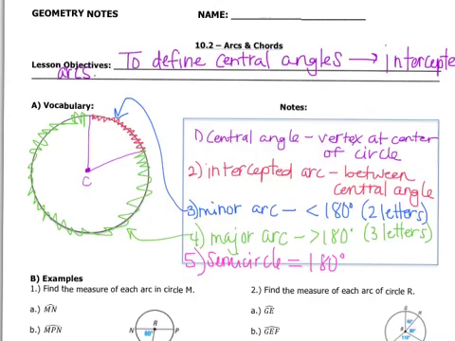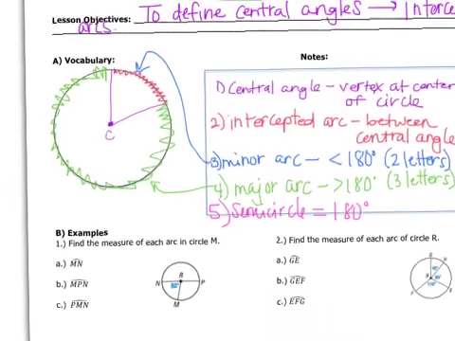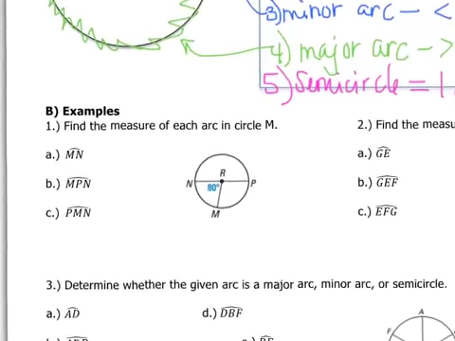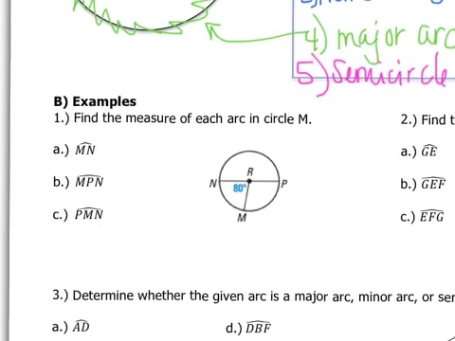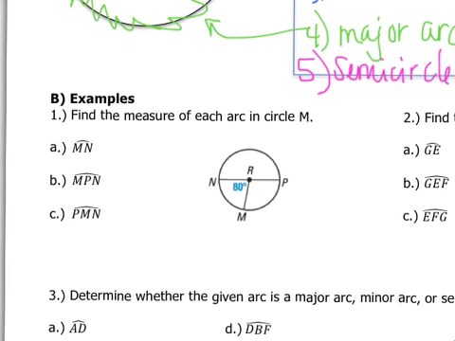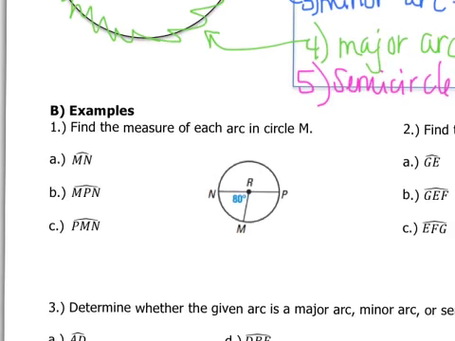What we are going to look at now is finding the measure of each arc in the circle. That should not be circle M, that should be circle R, because we name circles based on their center point. So that is named incorrectly. This should be circle R.